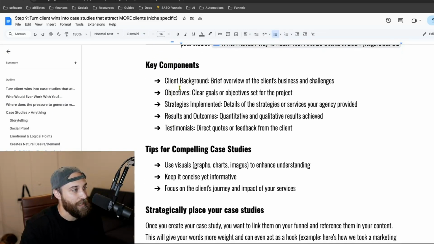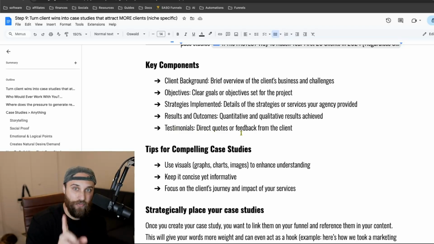Key components. Client background: you want a brief overview of the client's business and challenges. Objectives: what were the goals or objectives that you set for the project? Did you meet them? Strategies implemented: cover a little bit of the process of what you did. That way it gives weight to the fact that it works. Results and outcomes: you need quantitative and qualitative results, data and feedback from the client. And you want to have your testimonials, direct quotes or feedback from the client.